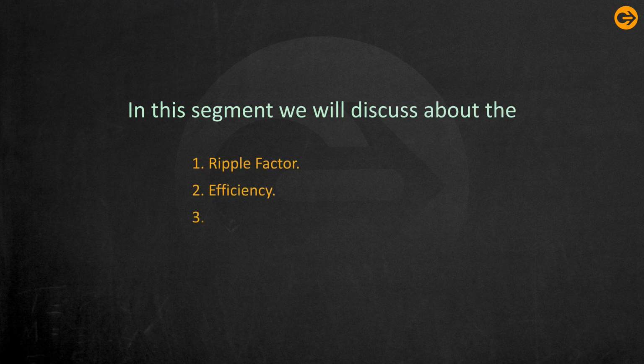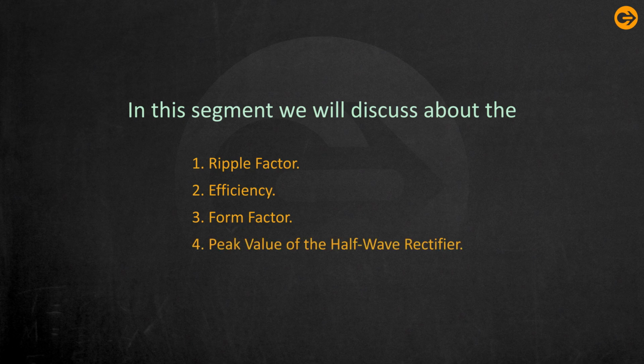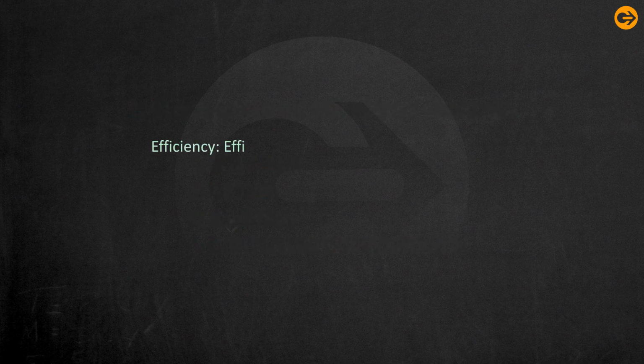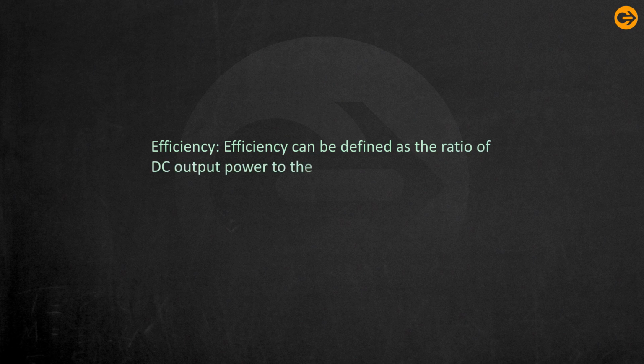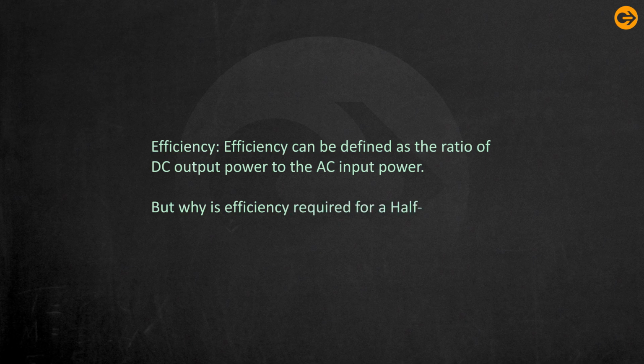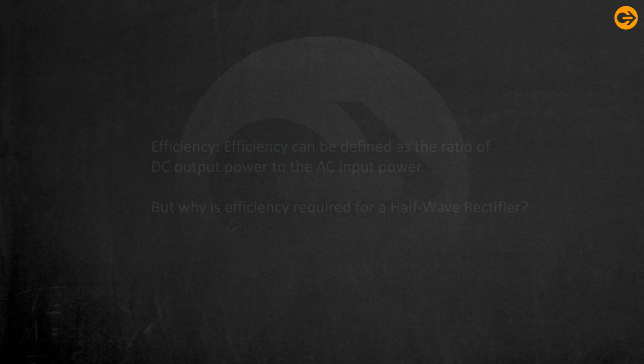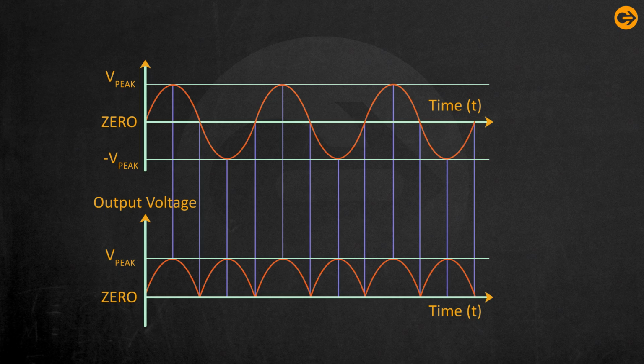Before we get into the mathematical portion, let's revise the definitions first and their significance. Efficiency. Efficiency can be defined as the ratio of DC output power to the AC input power. But why is efficiency required for a rectifier? Efficiency measures how efficiently the rectifier rectifies the AC component to its DC component. The higher the efficiency percentage, the better it works.